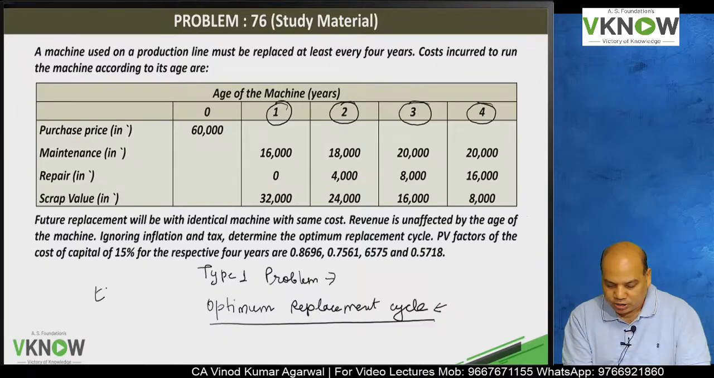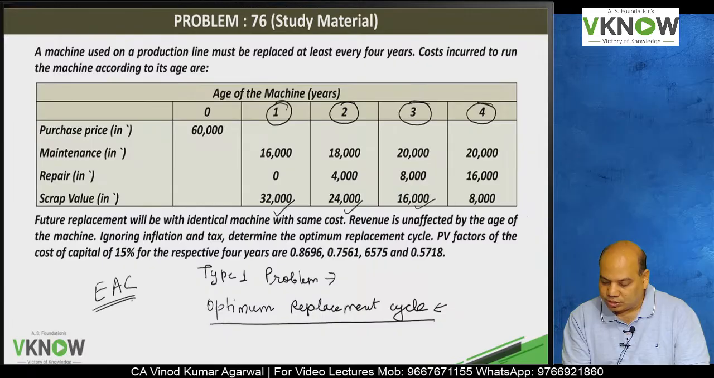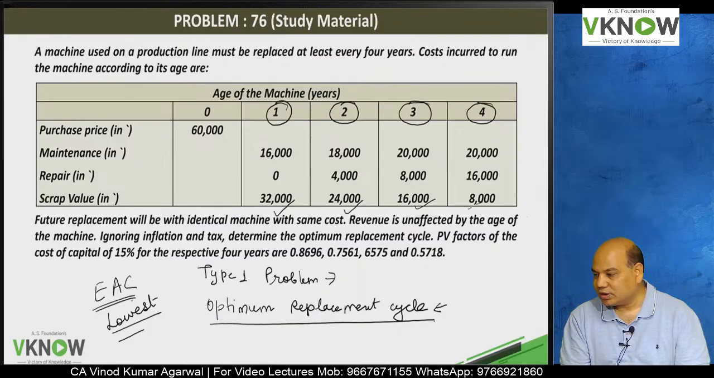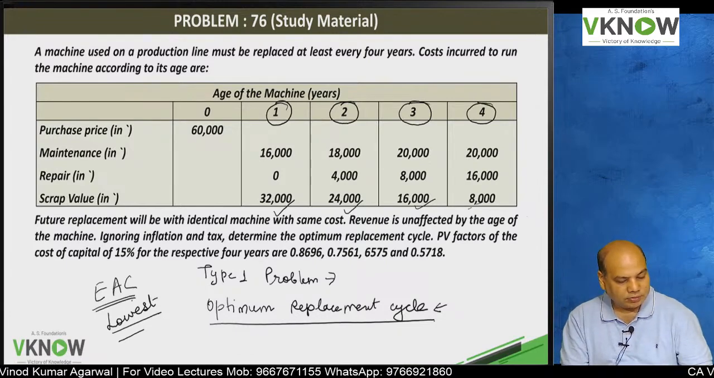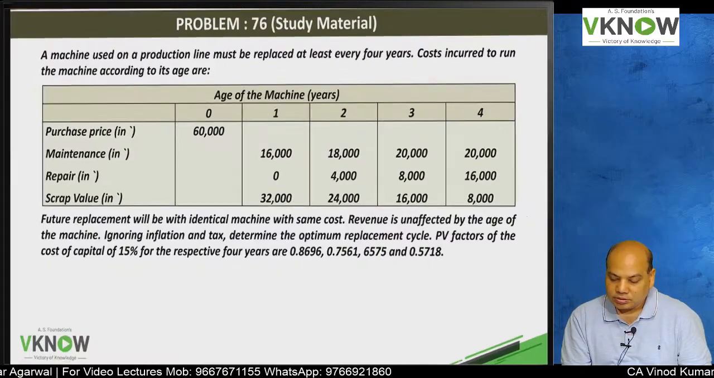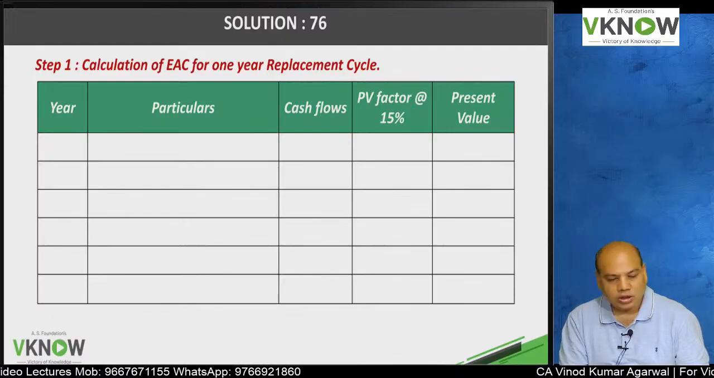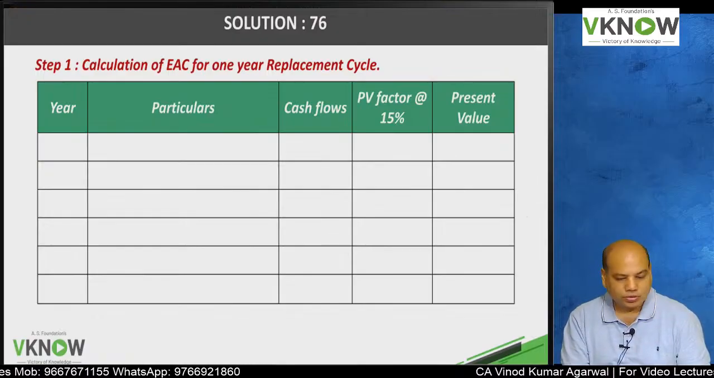I will compute EAC if we replace in year 1, 2, 3 or 4, and the decision will be based on the lowest EAC. Is it right now? So when you have to find the optimum replacement cycle for a machine, it is better to compute EAC for all the options and select the one which has the lowest EAC. So please write.